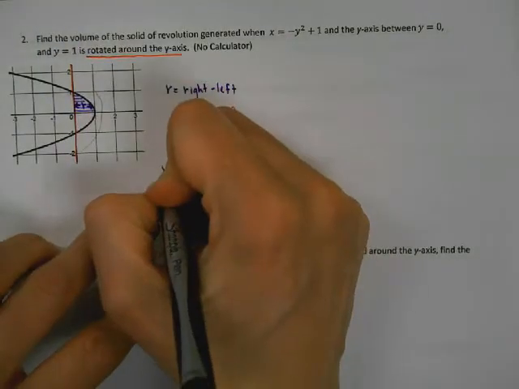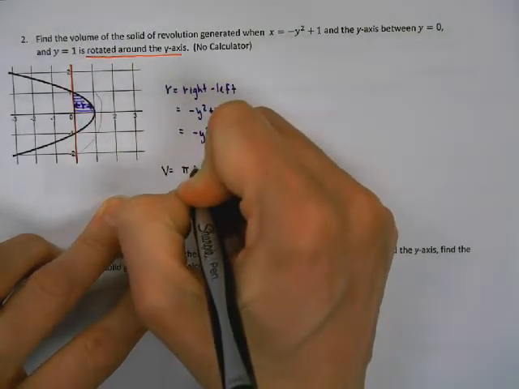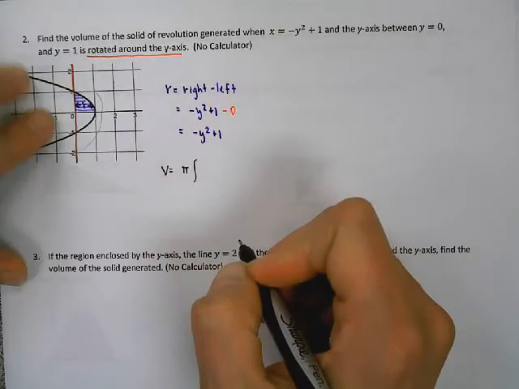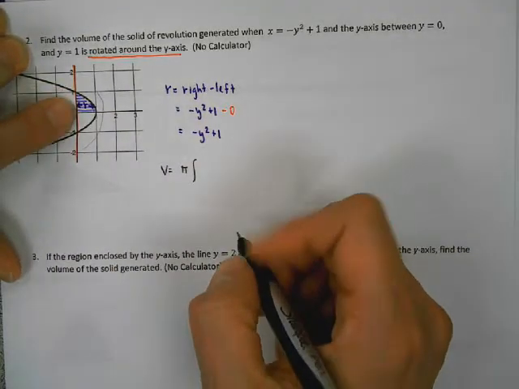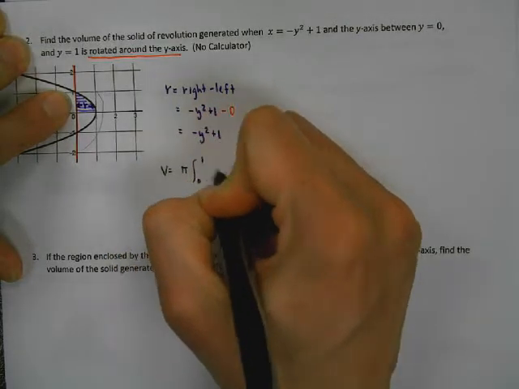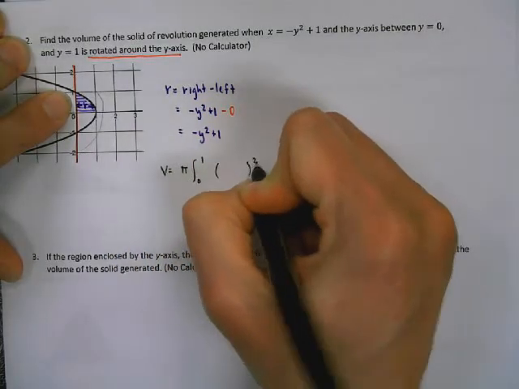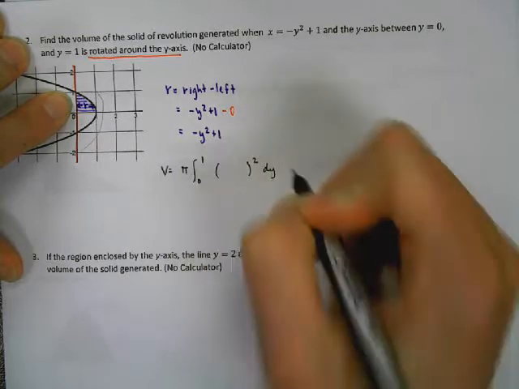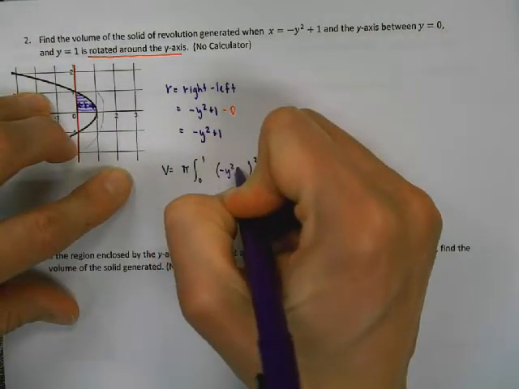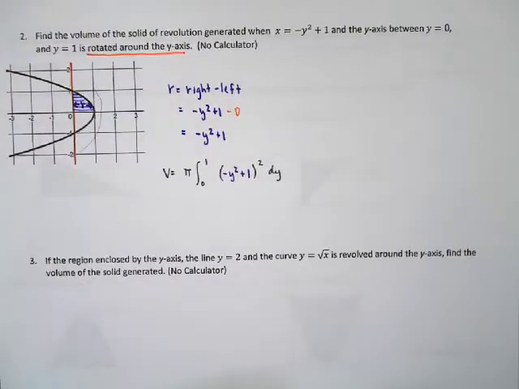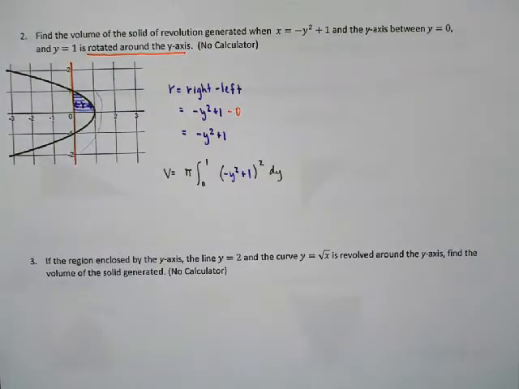So now my volume, I have to have pi, because that's my pi r squared. My values, again, since I'm going with respect to y, have to be y values, so that's from 0 to 1. I'm going to have my radius squared, and this is going to be dy. And we just found our radius is negative y squared plus 1. Now, this says no calculator. We're going to have to work this out by hand.